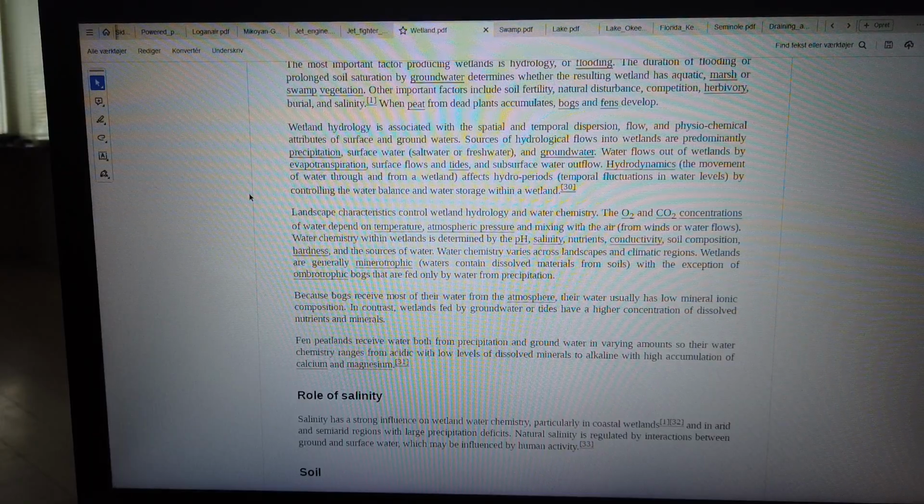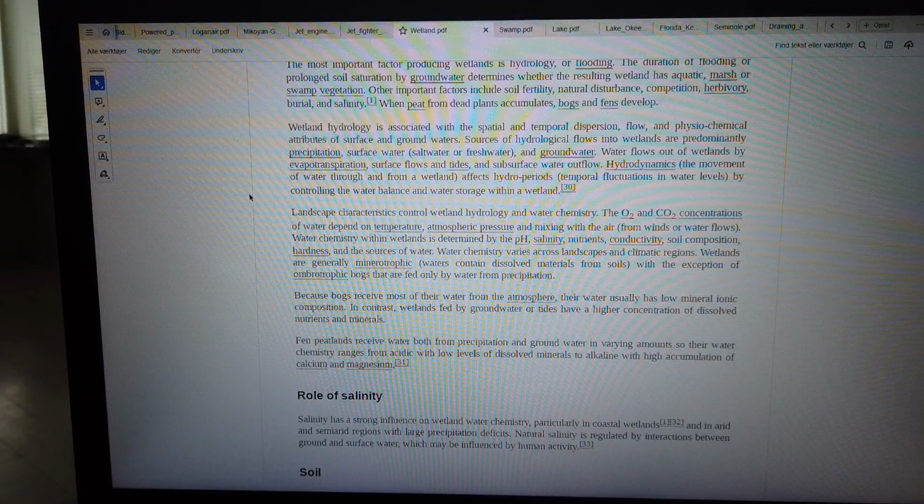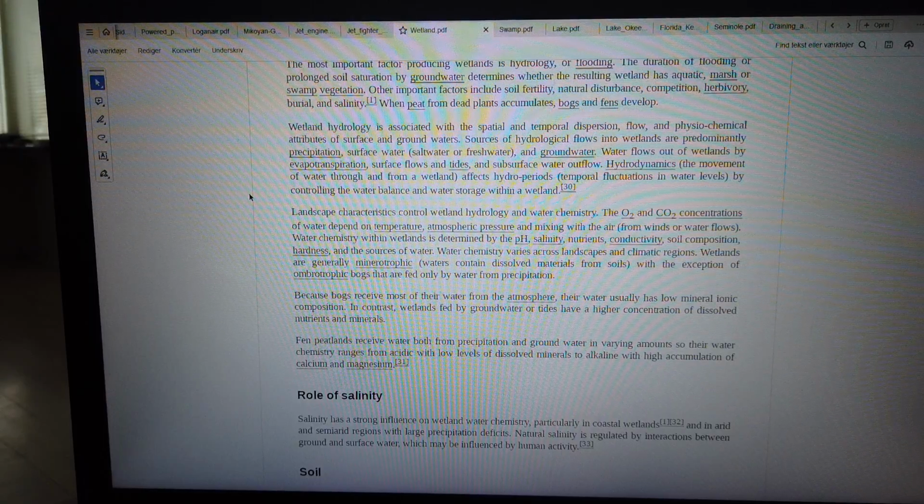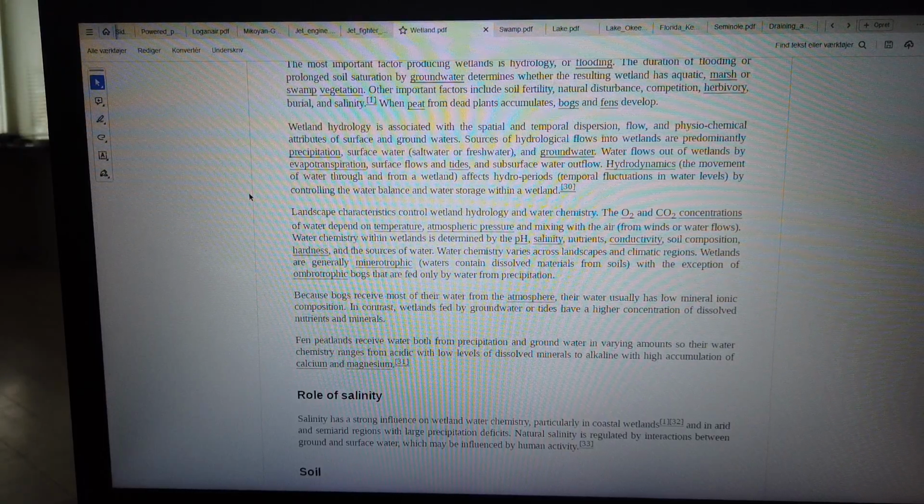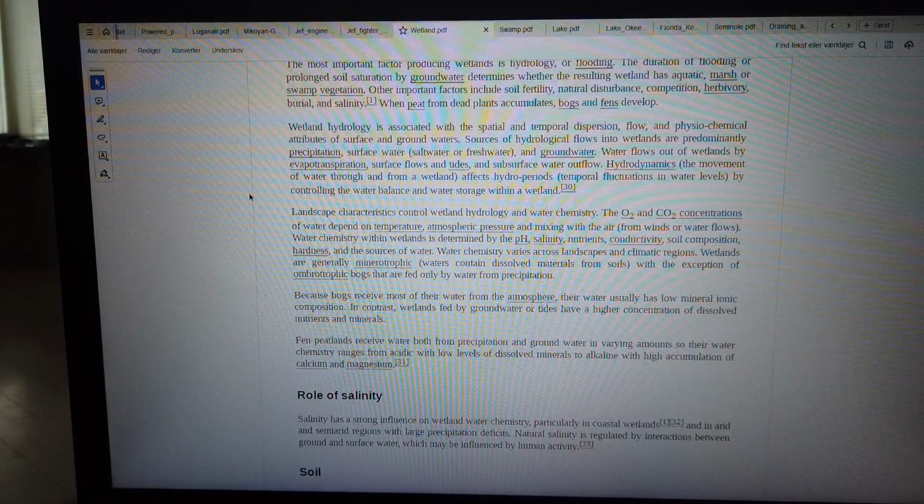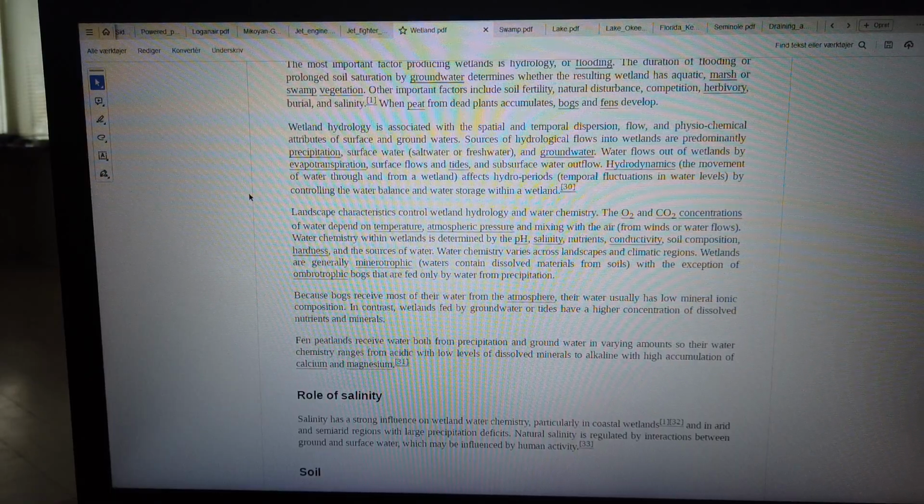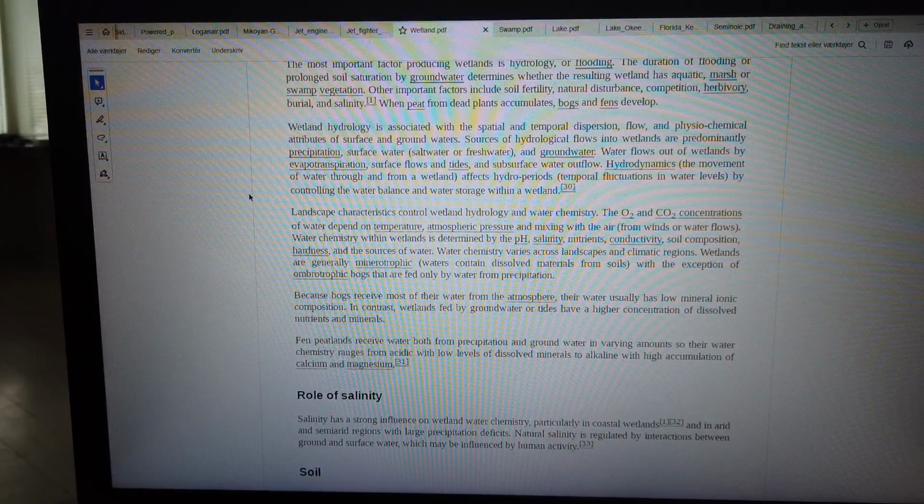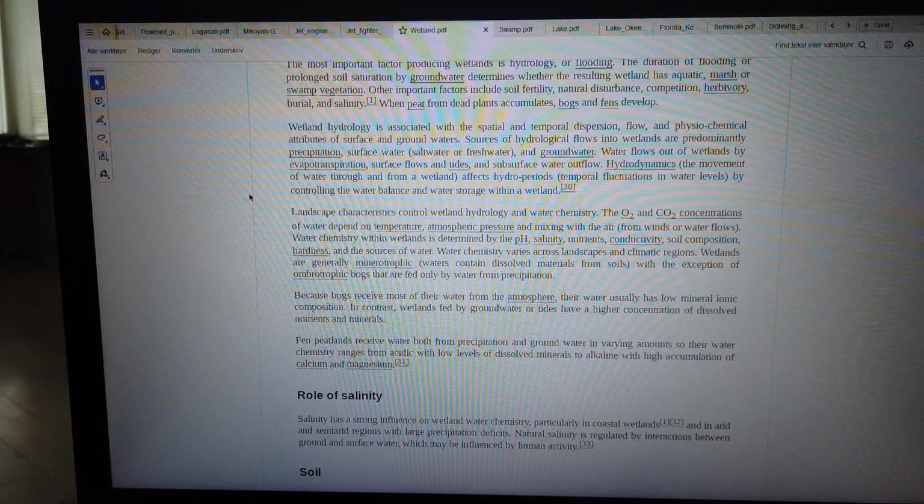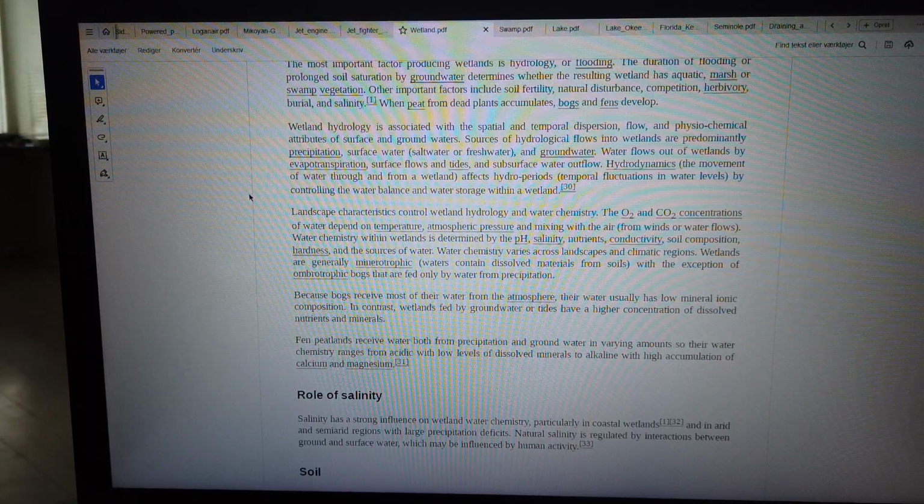Role of salinity. Salinity has a strong influence on wetland water chemistry, particularly in coastal wetlands and in arid and semi-arid regions with large precipitation deficits. Natural salinity is regulated by interactions between ground and surface water, which may be influenced by human activity.